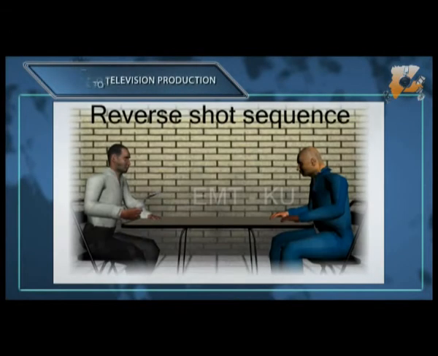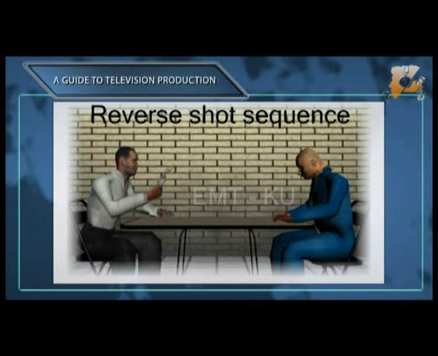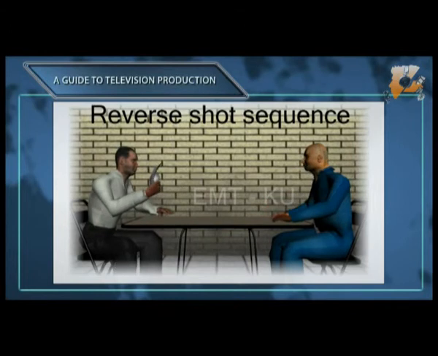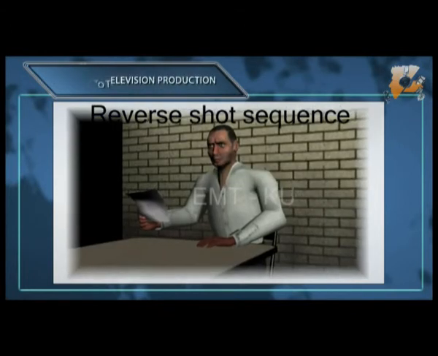Reverse shot sequence. This is a basic sequence in a classical narrative construction. For example, shots of 2 characters engaged in dialogue will favor one first and then the other.